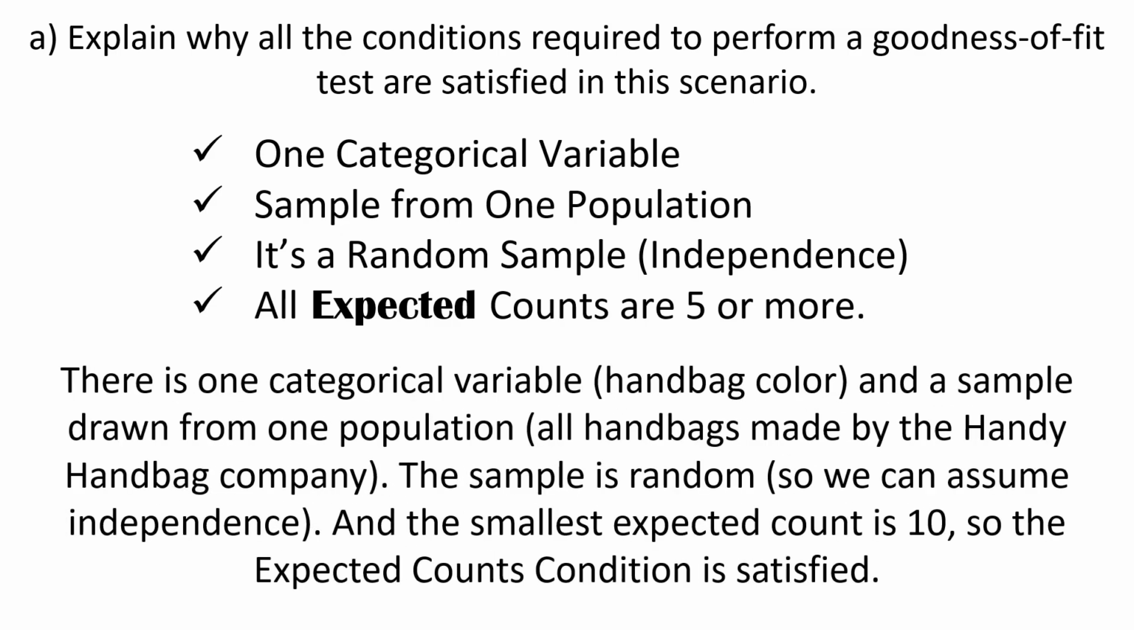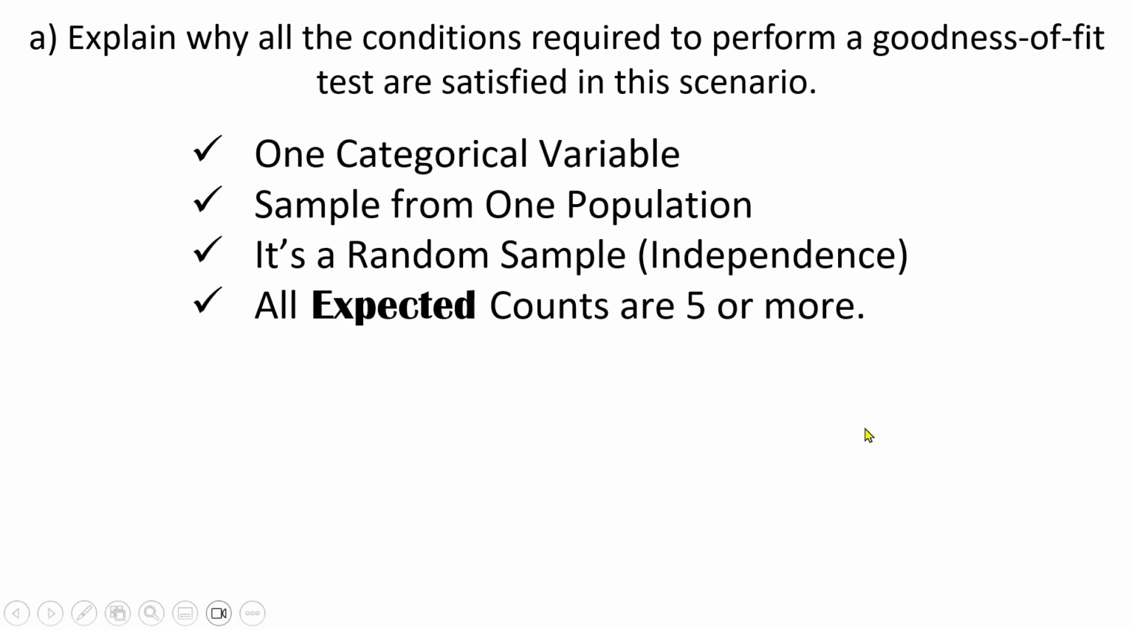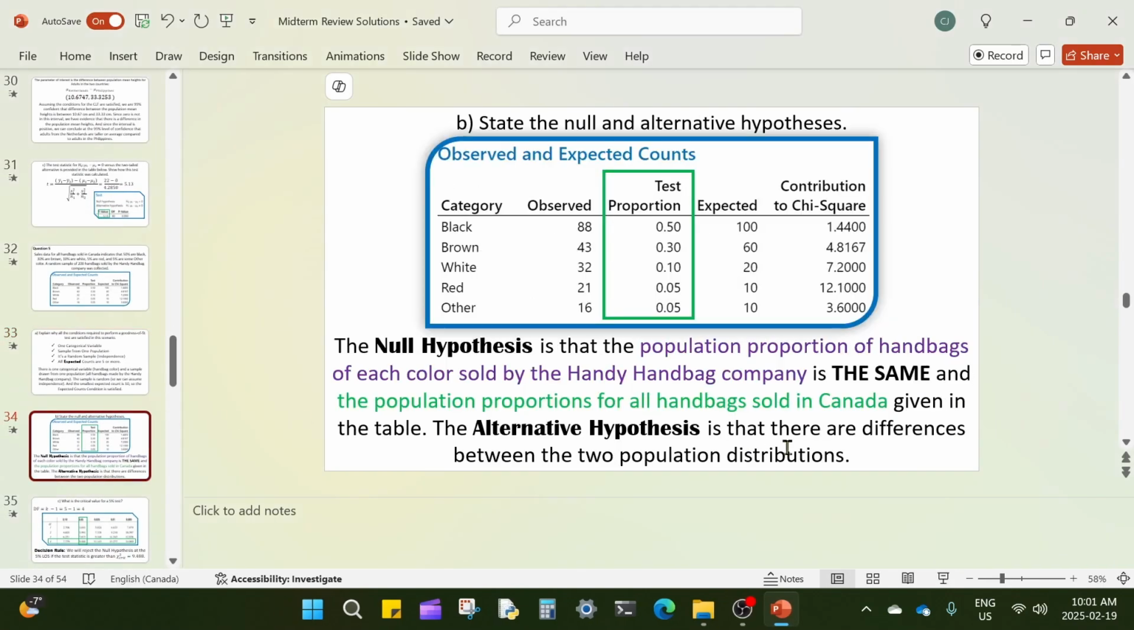In this case, there is one categorical variable. It's handbag color. And it's a sample drawn from one population. The population itself is all handbags made by the Handy Handbag Company. The sample is random, and so we can assume independence. And the smallest expected count is 10, so the expected counts condition is satisfied. So we are all good. Just going back for a moment: in the column labeled expected, these are the expected values assuming the null hypothesis is true. You can see all of those are 5 or more, so we're good.